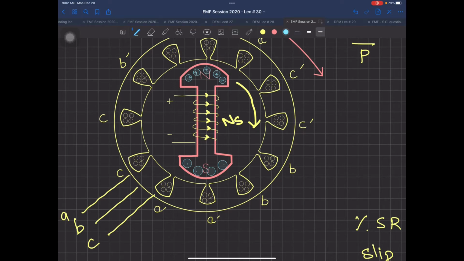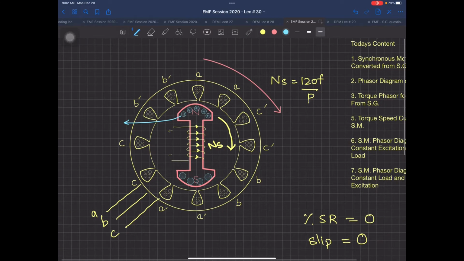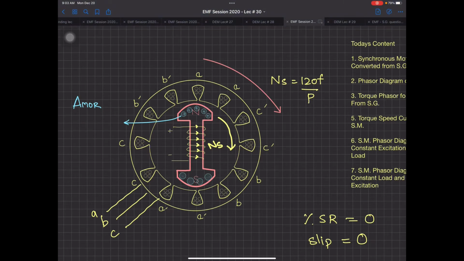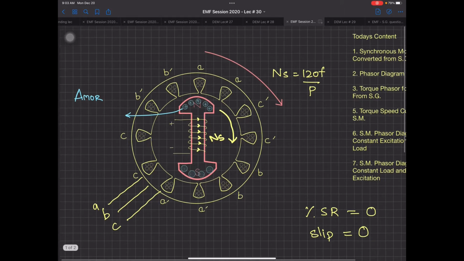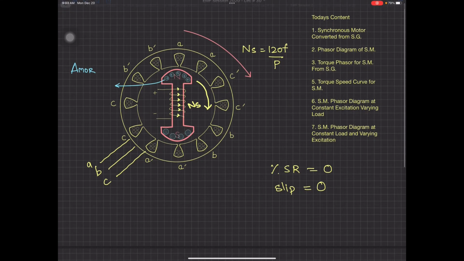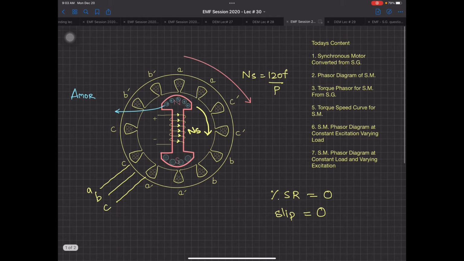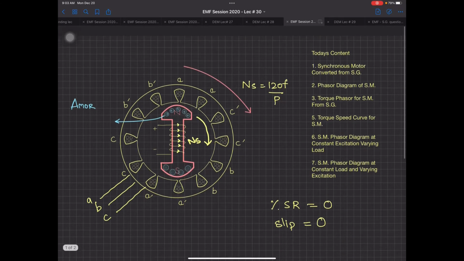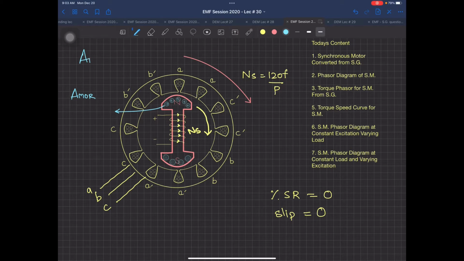This type of winding which I am talking about over here is called the amortisseur winding. It's a French word. I always miss the spelling of this winding, so let me copy the winding name. Amortisseur.